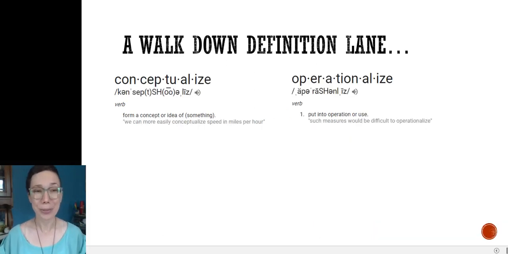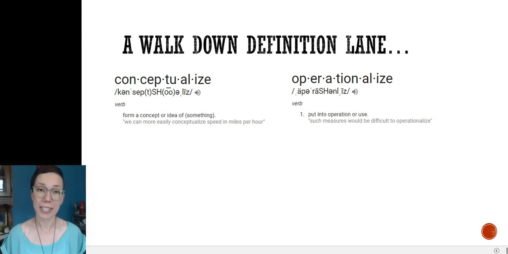That leads us into conceptualizing and operationalizing. These two terms are essentially applied to how we are thinking about our variables and constructs and how we're collecting information on them. Again, to start with the dictionary definitions, in case we get confused later on in the semester and need to do a Google real quick. Conceptualize means to form a concept or idea of something. Operationalize means to put into operation or use.